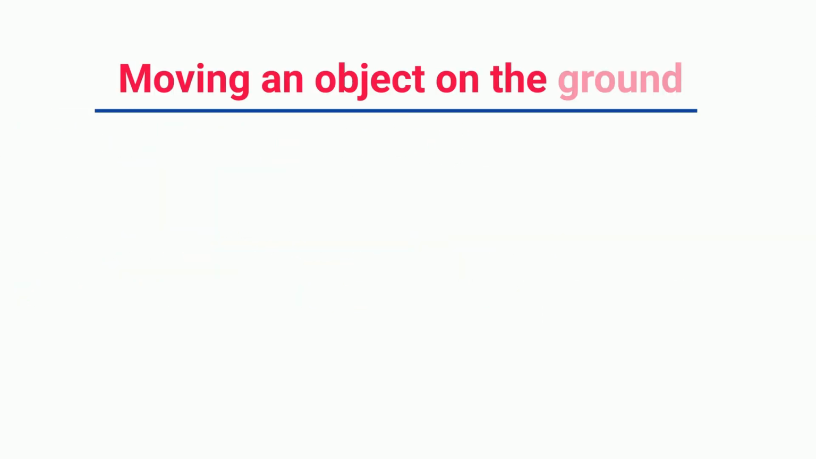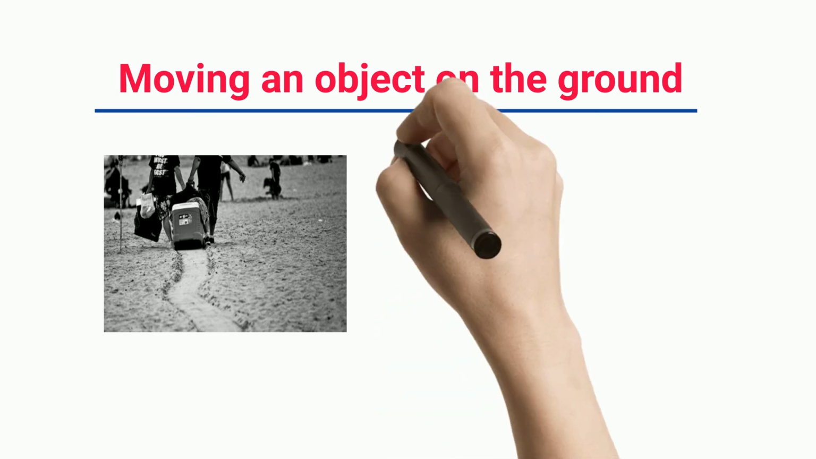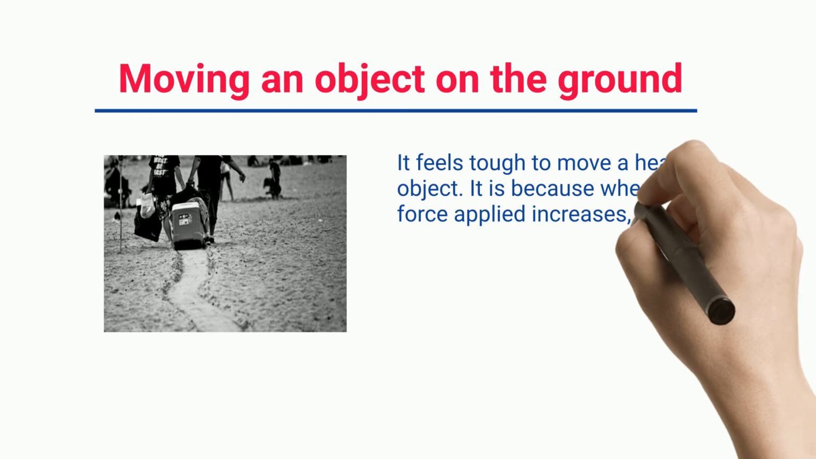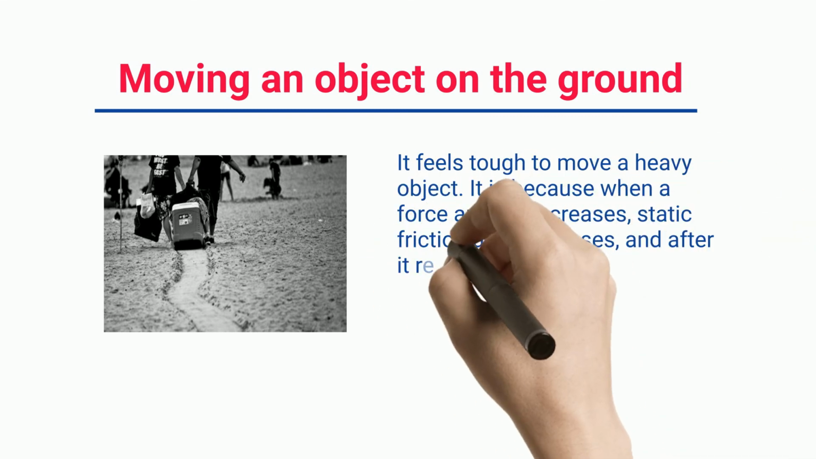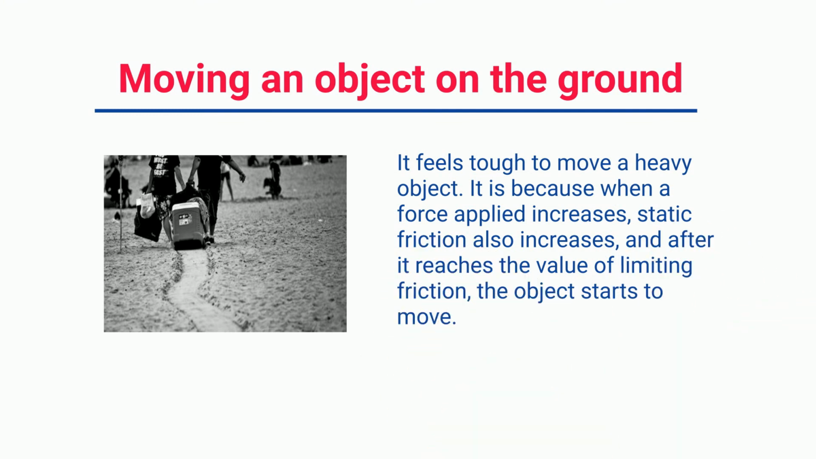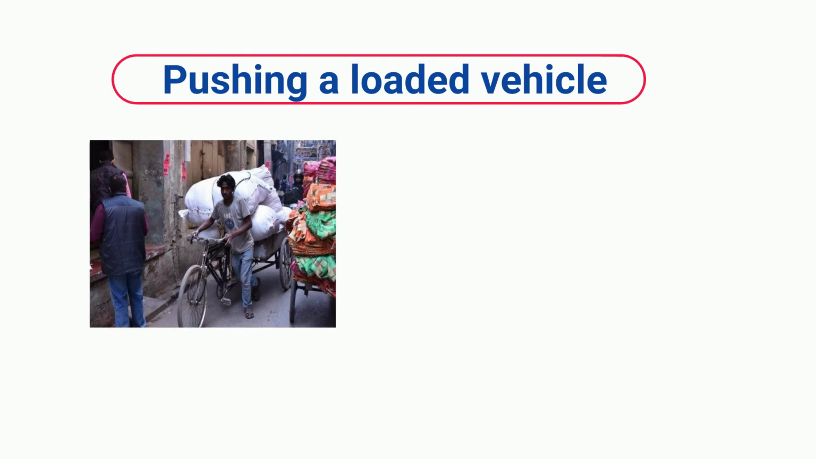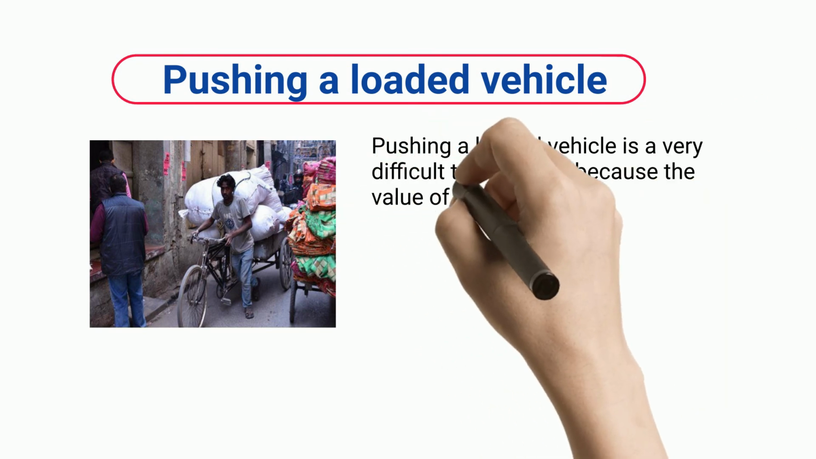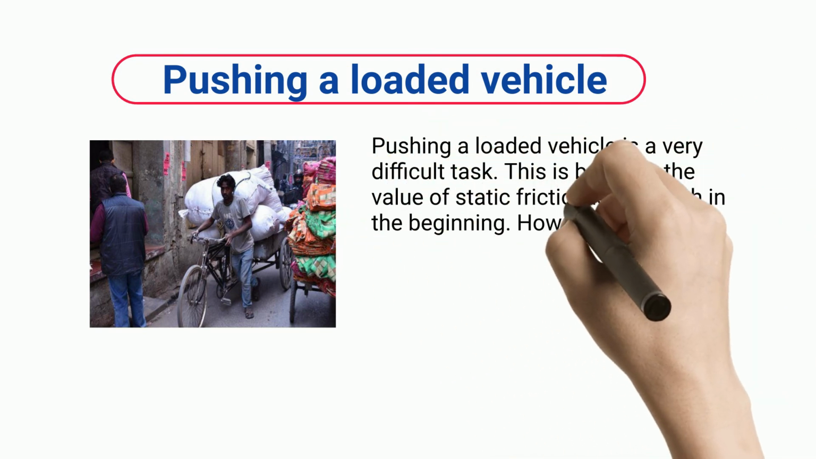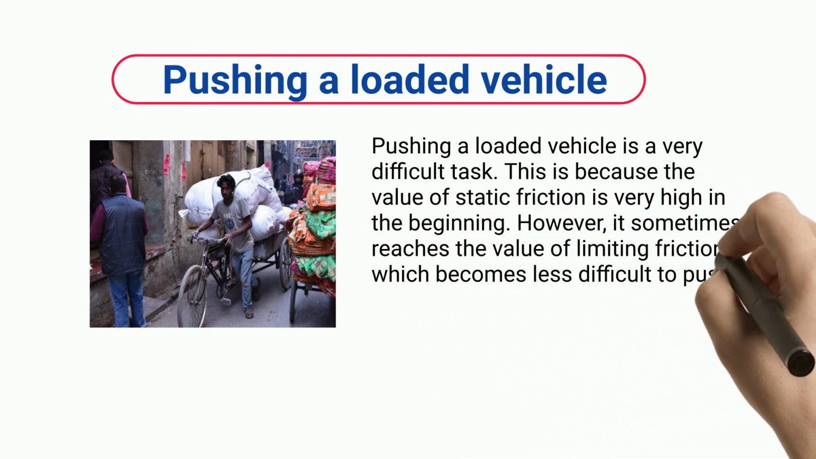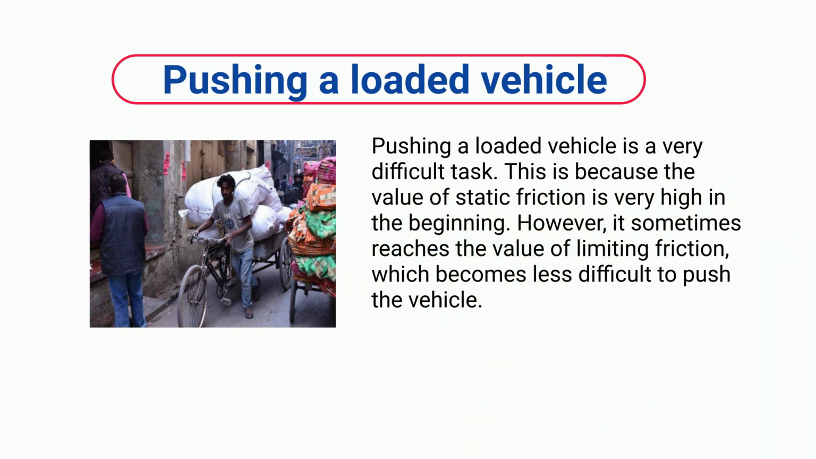Moving an object on the ground. It feels tough to move a heavy object. It is because when the force applied increases, static friction also increases, and after it reaches the value of limiting friction, the object starts to move. Pushing a loaded vehicle. Pushing a loaded vehicle is a very difficult task. This is because the value of static friction is very high in the beginning. However, it sometimes reaches the value of limiting friction, which makes it less difficult to push the vehicle.